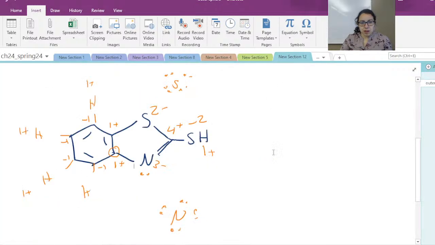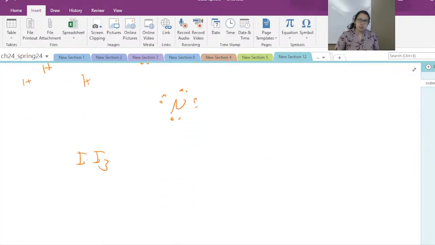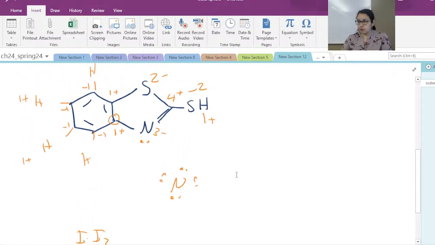Oh, let me go back. So a good thing to keep in mind with those ones is that for each element, you want to start with how many valence electrons that element has. Looking at the periodic table would be helpful. Yeah, knowing that sulfur has 6 valence electrons.